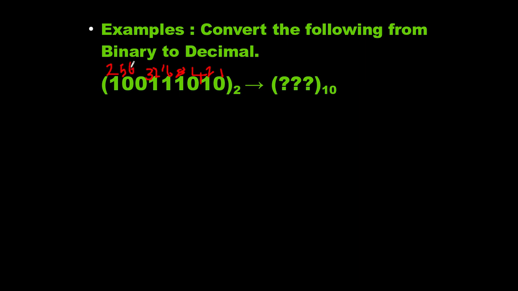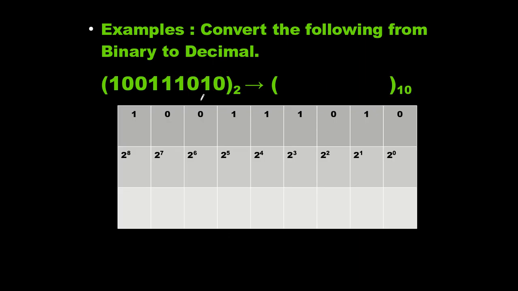256. So my total is 256 plus 32, which is 288, plus 16, meaning 304, plus 8, 312, plus 2. I don't take the 4 and I don't take the 1 because they're zeros. And how much did I get to? 314.